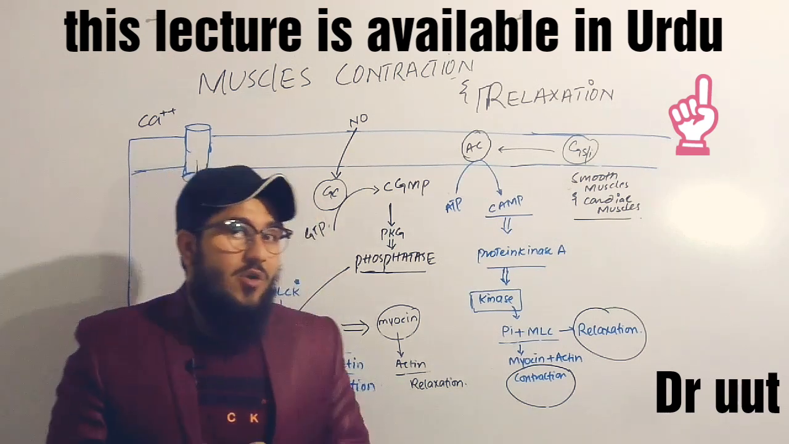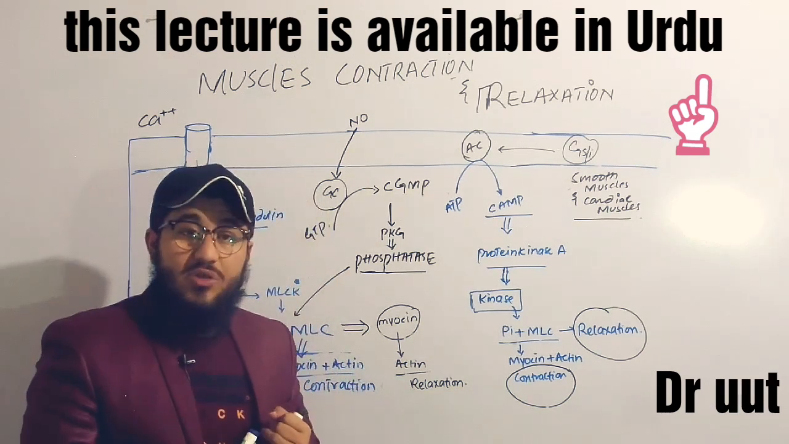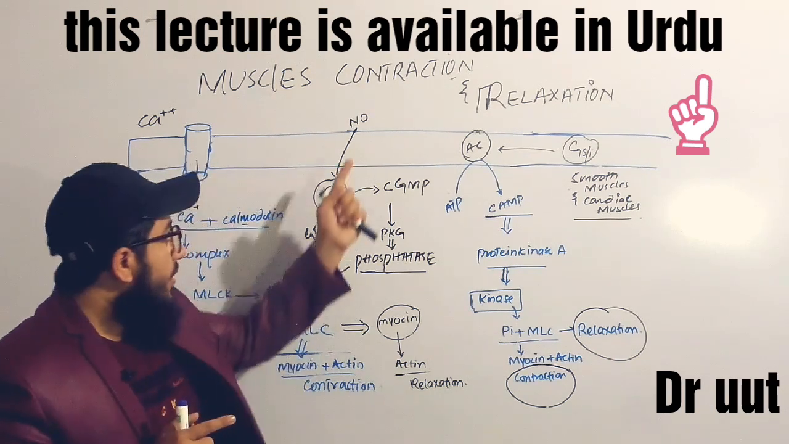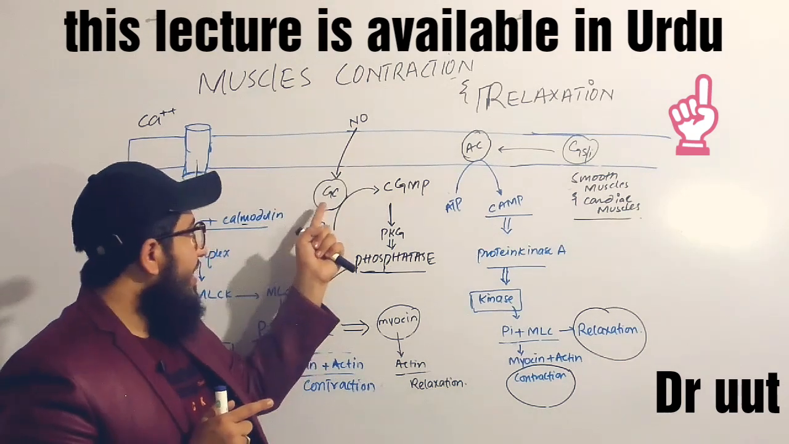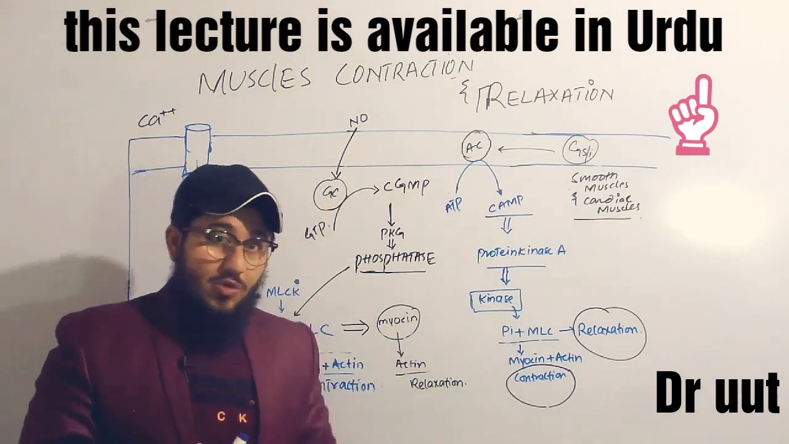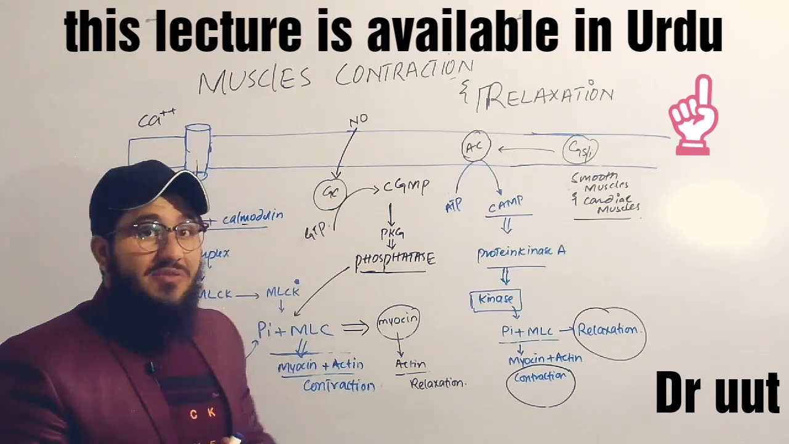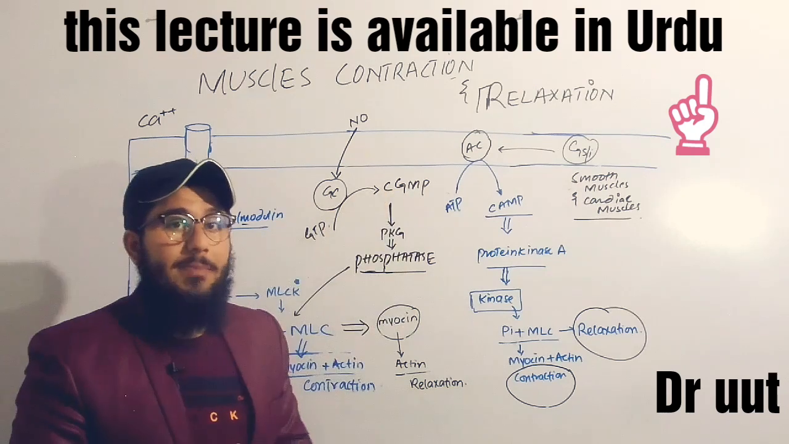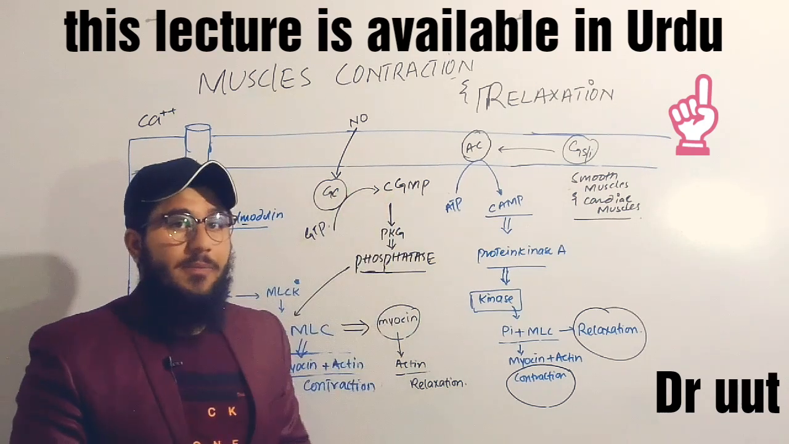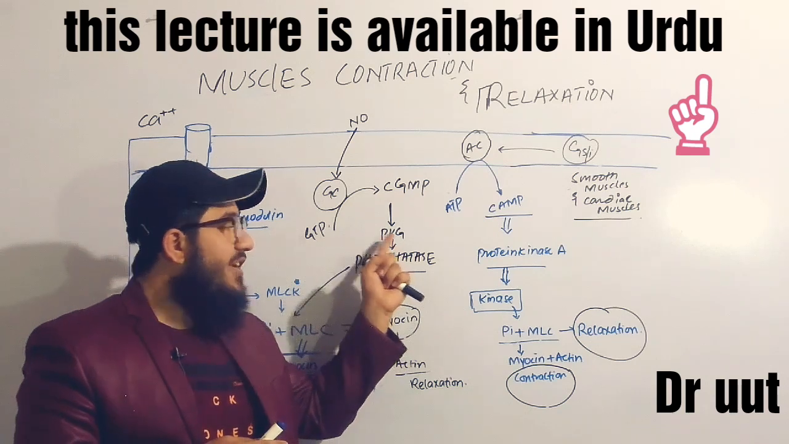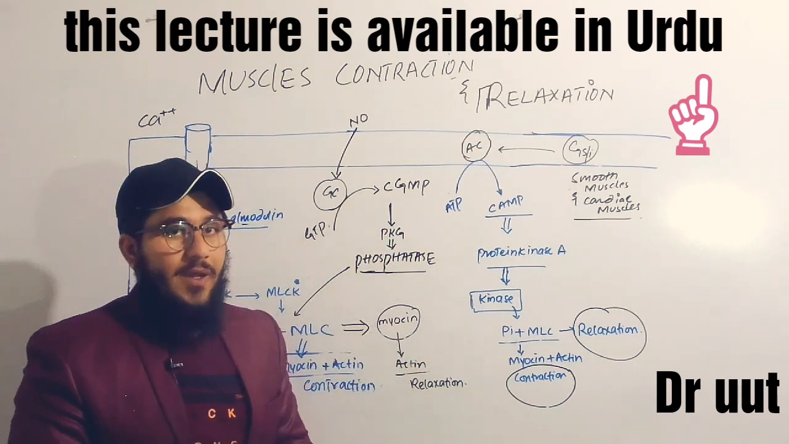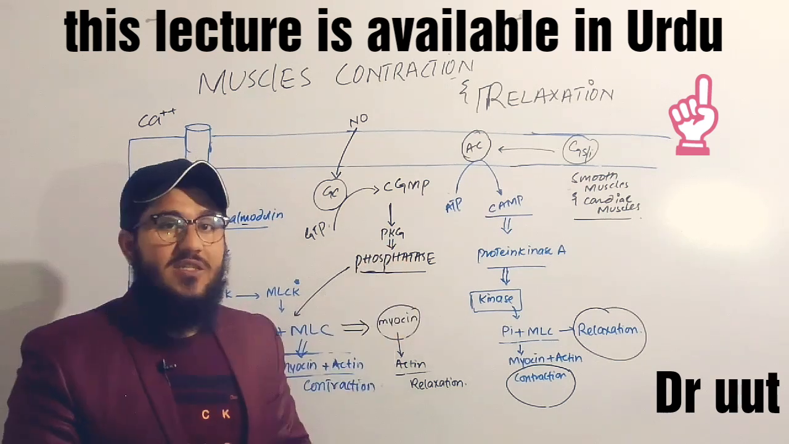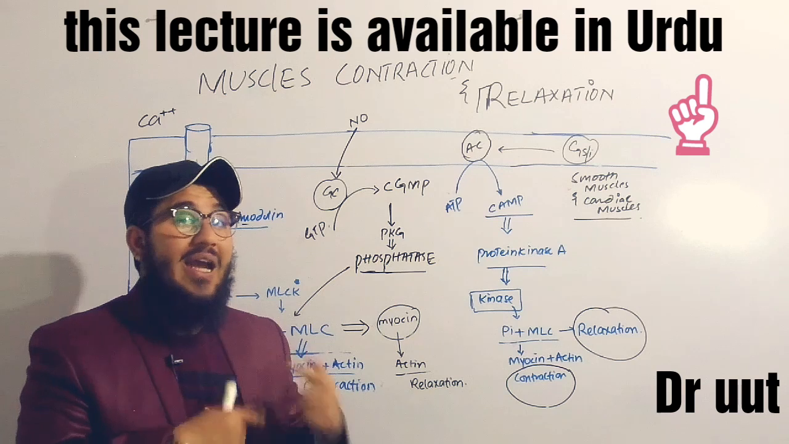Now what is the effect of nitric oxide on the smooth muscles? Nitric oxide is responsible to cause smooth muscle relaxation. As nitric oxide enters the cell, here the guanylyl cyclase is waiting for the nitric oxide. When it is activated by the nitric oxide, it will convert GTP to cyclic GMP. Now this cyclic GMP's job is to activate the protein kinase G. And now this protein kinase G will send the signal to phosphatase. Now this phosphatase will become activated.